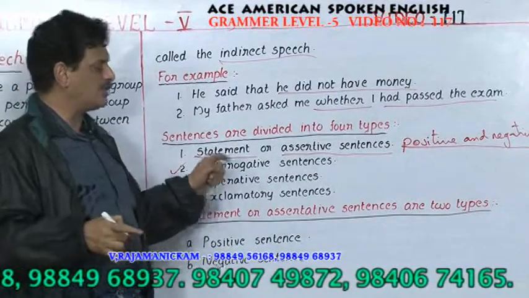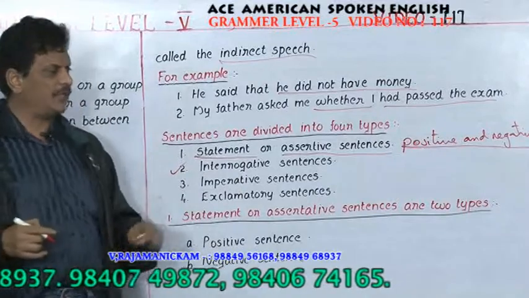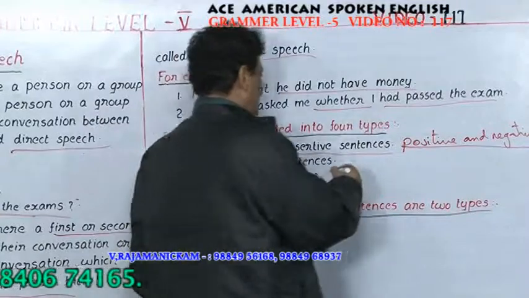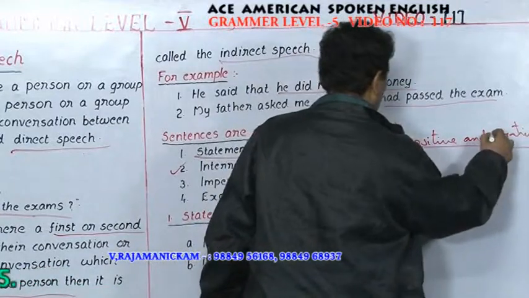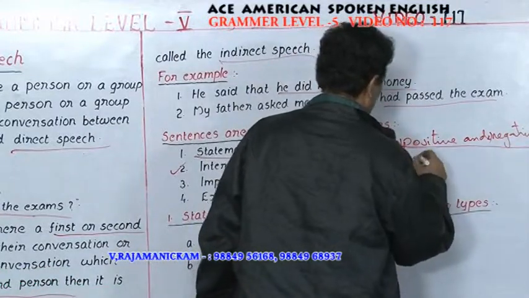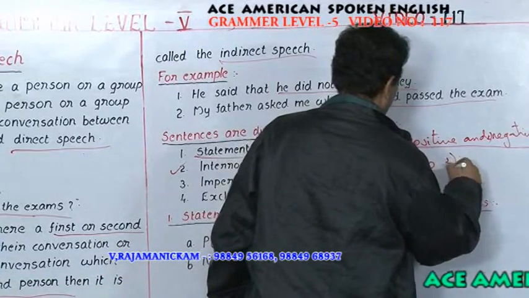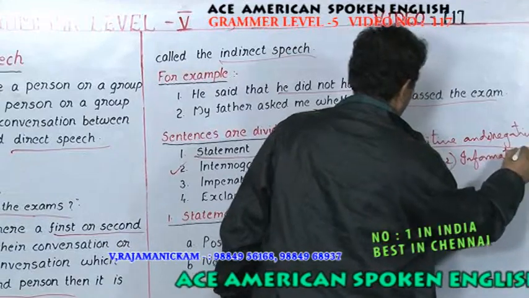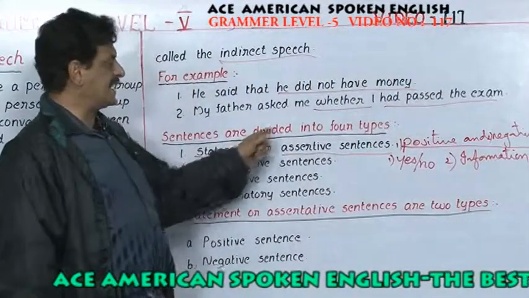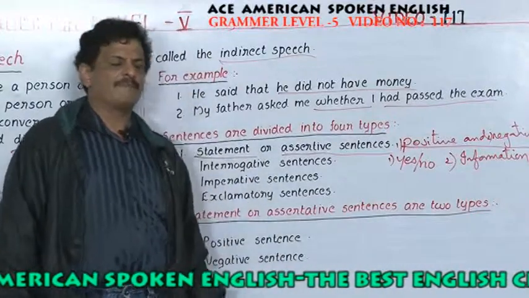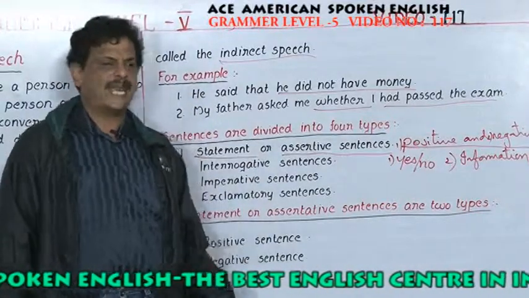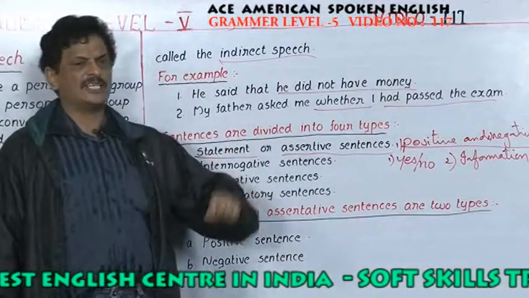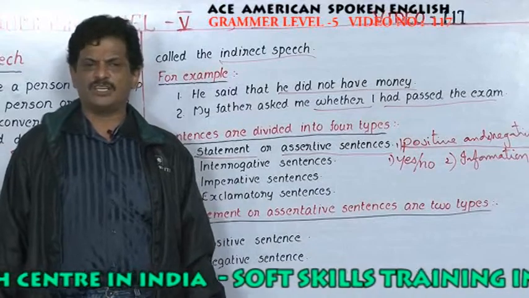The second type of sentence is the interrogative sentence. What do you mean by interrogative sentence, sir? Questioning. The questioning may be of 2 types: one is yes or no, and the second is information. So the sentences are divided into 4 types. The sentence may be a statement or assertive sentence, or an interrogative sentence, a yes or no question or an information question.